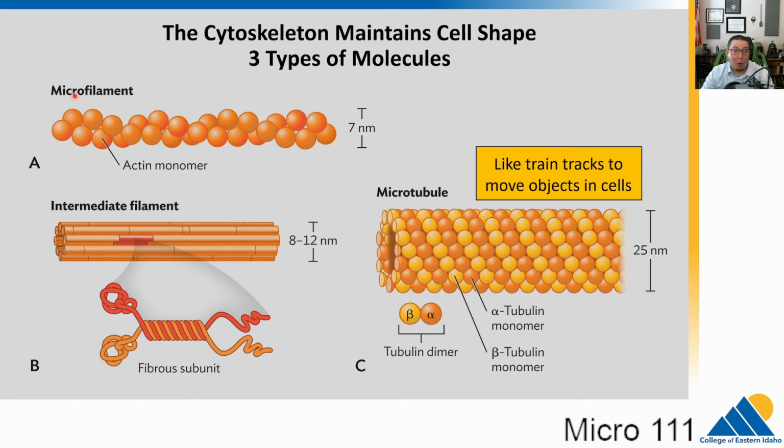We have microfilaments. These are very small ones. These can actually move around. Intermediate filaments help stabilize the cell. And then we have microtubules. These are the largest. They're made up of a molecule called tubulin. They're like train tracks that objects can move around the cell on.